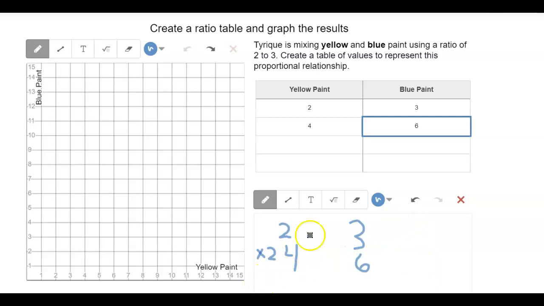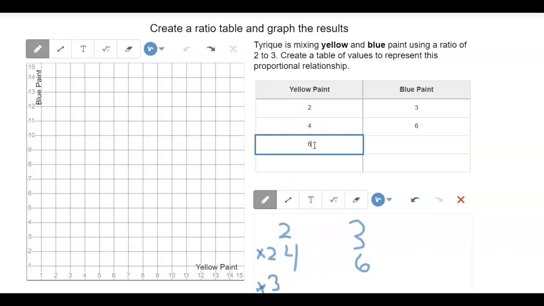And I'm going to do the same thing again. I'm going to multiply that first ratio, and you can do it by any numbers you want. So I'm going to multiply and just start on, go to 3. So 3 times 2 is 6, and 3 times 3 is 9.